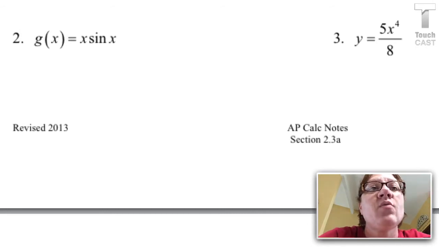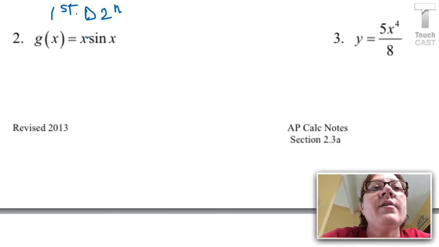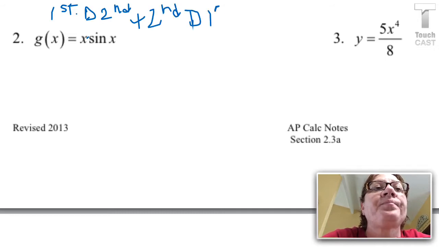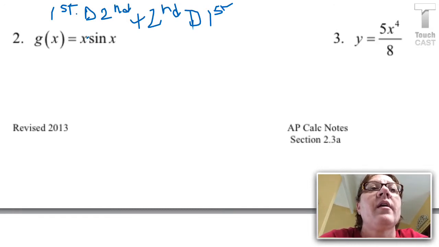So, on this next one, definitely have a product again. So I've got to do first times derivative of the second plus second times derivative of the first. So let's see what we have. Okay, right now this is being obstinate. You get the idea. That's a t.